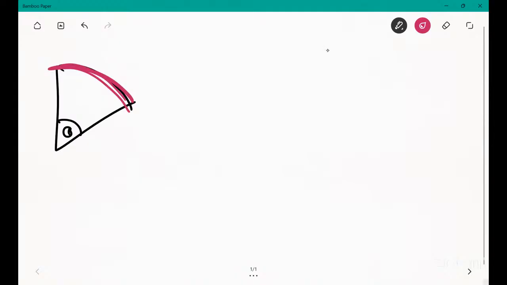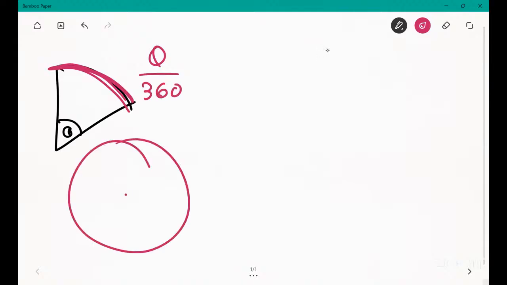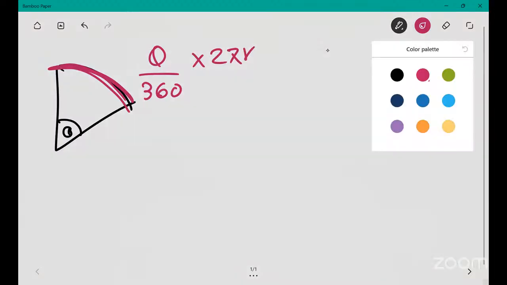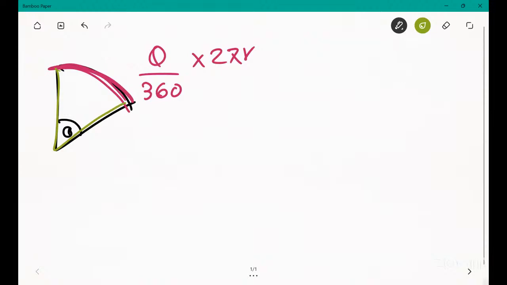So the arc, how you find that is theta, that is the angle, over 360, which is the angle in a circle, into 2 pi r, because that's the circumference of a whole circle. If you want to find the entire perimeter, that is these two also, then it's just radiuses, so 2r.